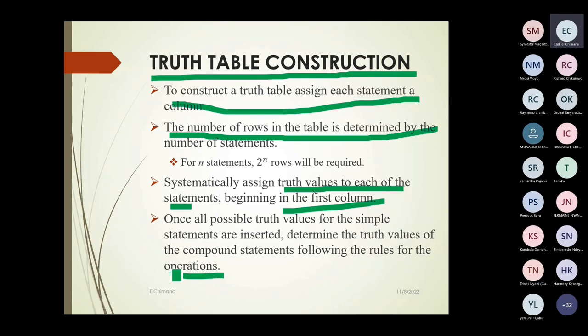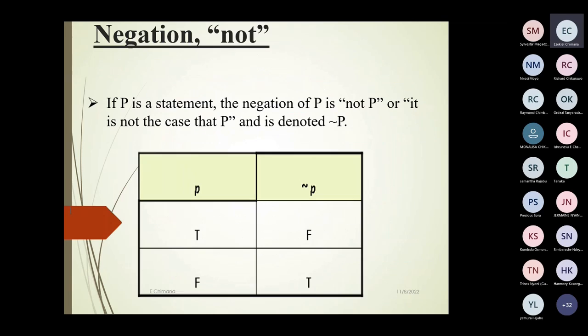So you'll be following the rules of what? Of operations. If it is an AND, what will be the result of true and true? Something like that. So let's talk about the truth table for the negation.